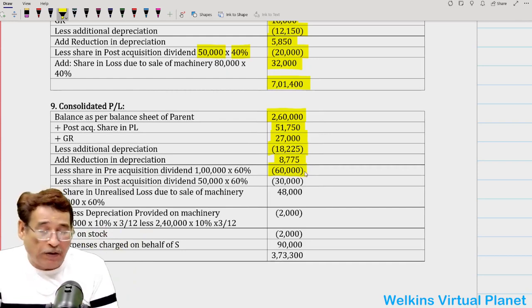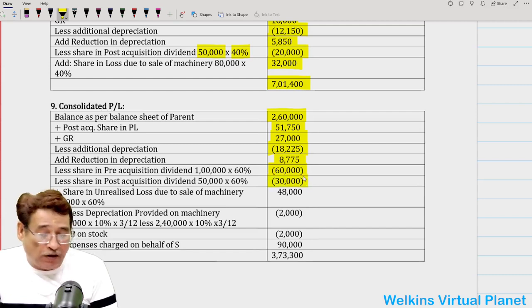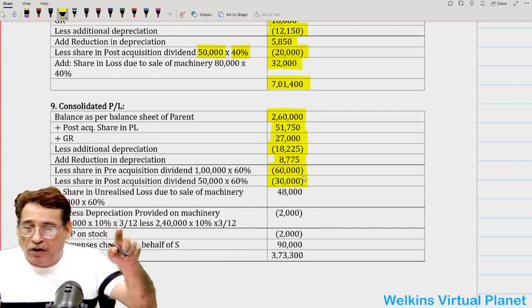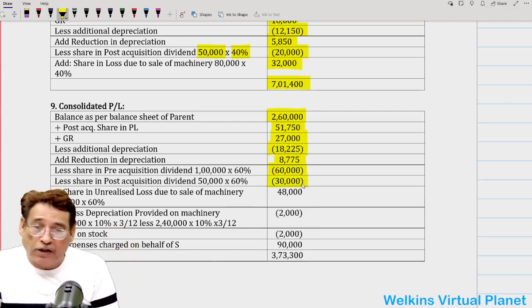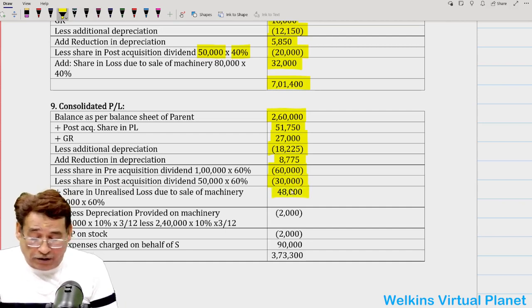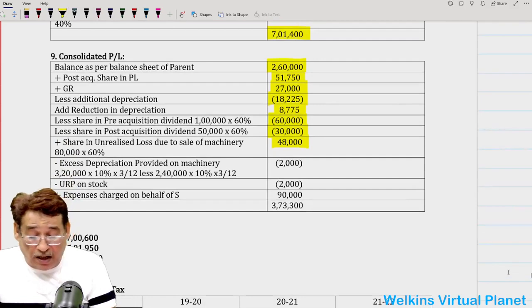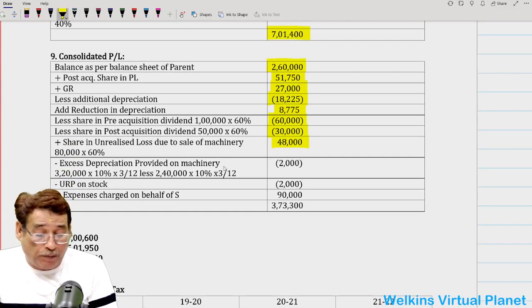So now the treatment of pre-acquisition profit is over. Similarly, post-acquisition dividend is added to their profit. Holding company share will be subtracted from P&L and minority share will be subtracted from their interest. Now, share of unrealized loss, it will be added because it is a case of loss. Excess depreciation provided on machinery.